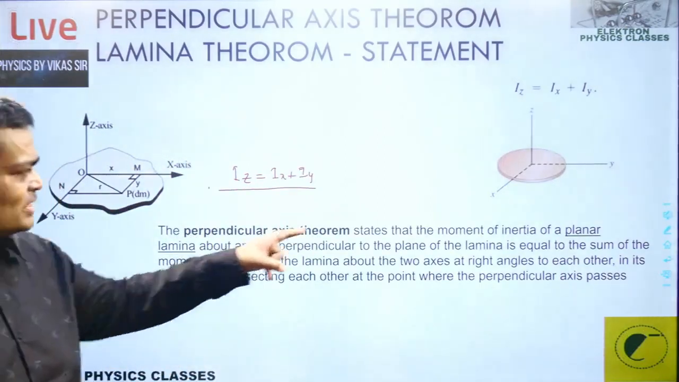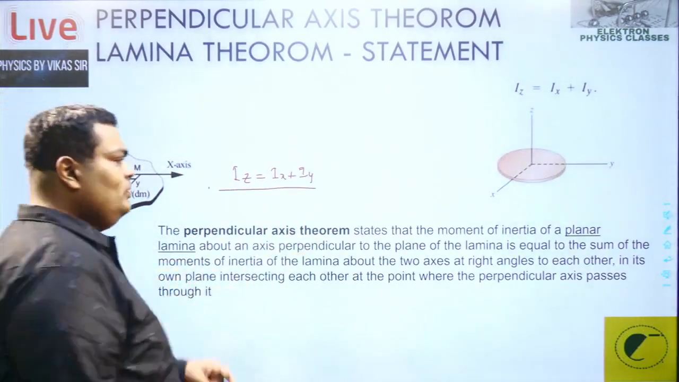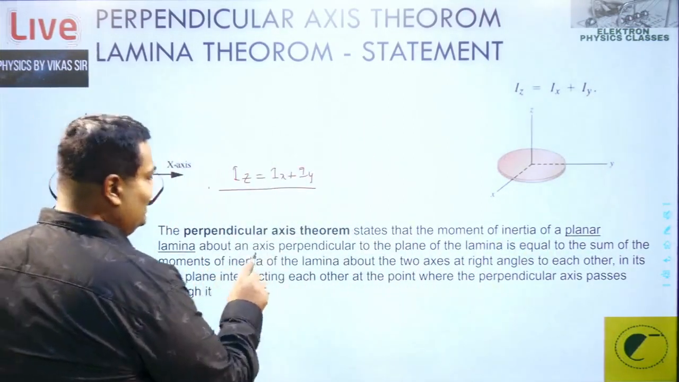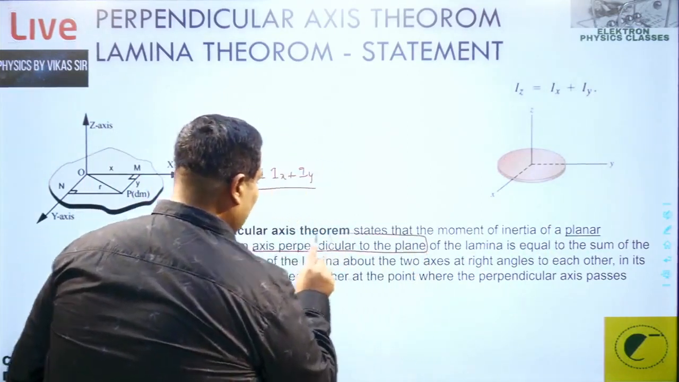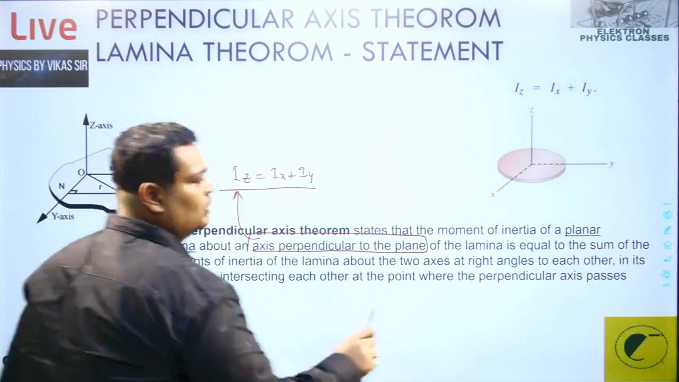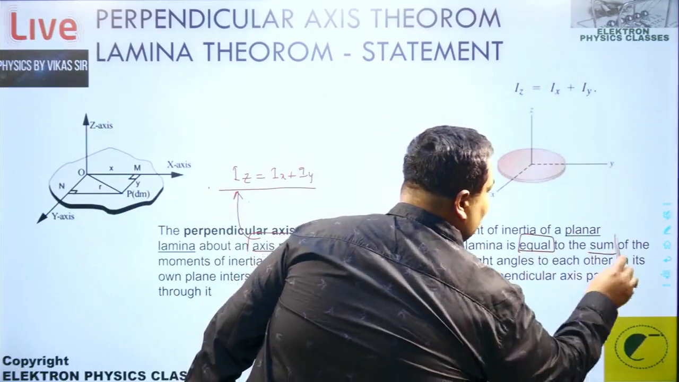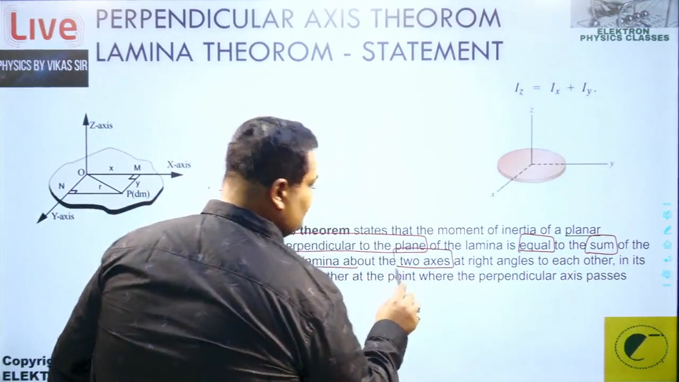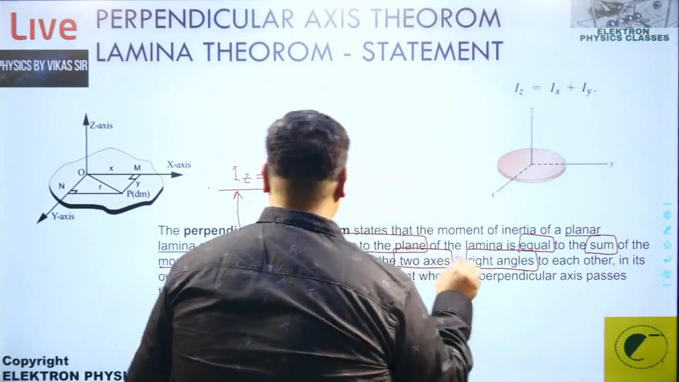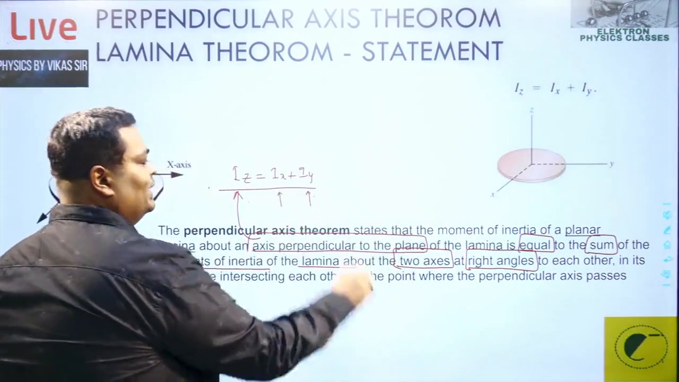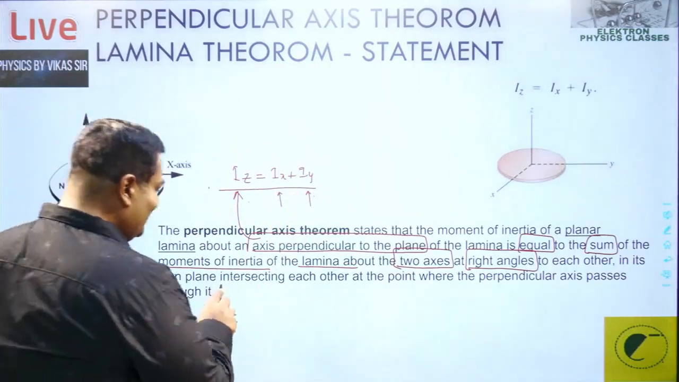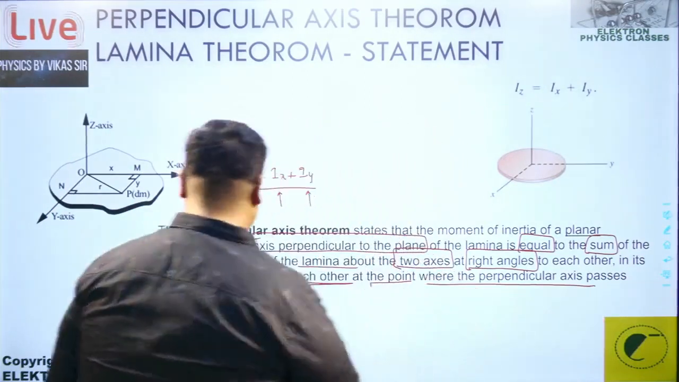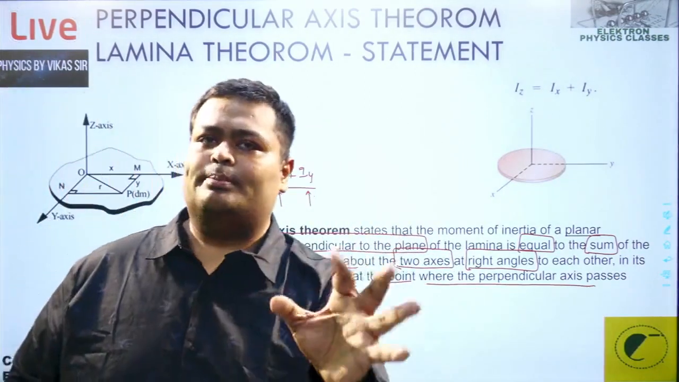It's a laminar theorem, explained that. It's a planar lamina. The perpendicular axis theorem states that the moment of inertia of a planar lamina about an axis perpendicular to the plane, that's the z-axis, is equal to the sum of the moment of inertia of the lamina about the two axes at right angles to each other. So these are two axes which are perpendicular to each other in its own plane, intersecting each other at the point where the perpendicular axis passes, which means all the three are passing through the same point.